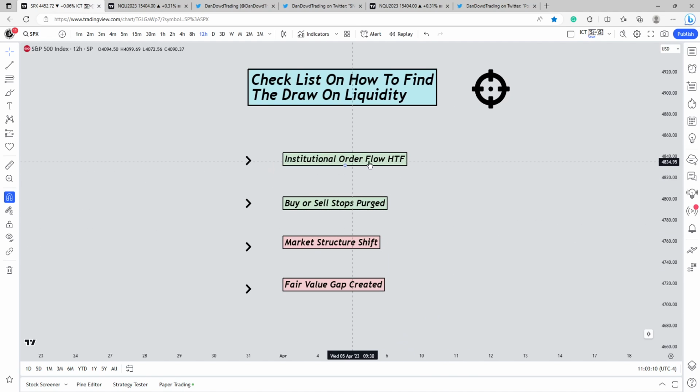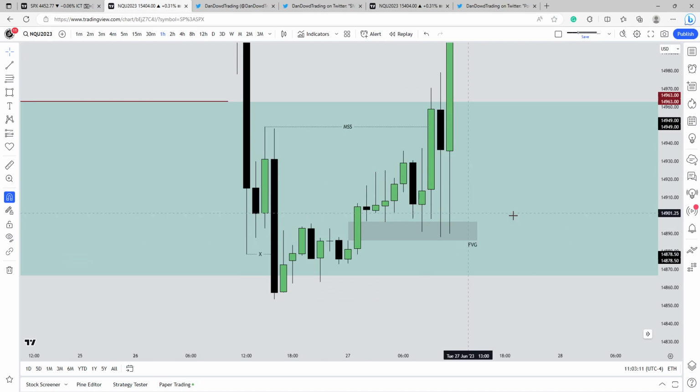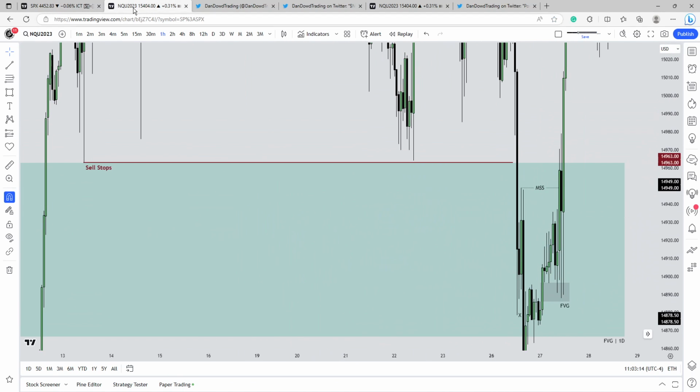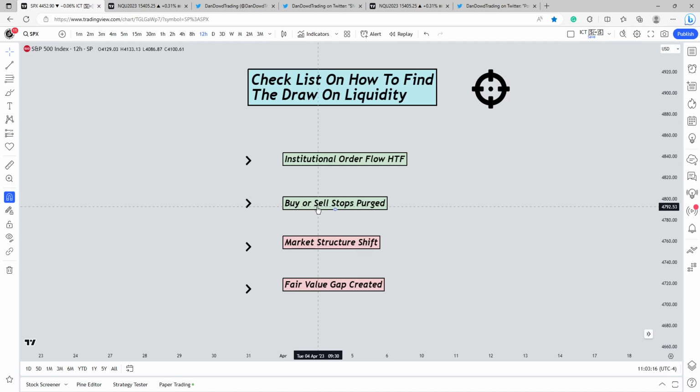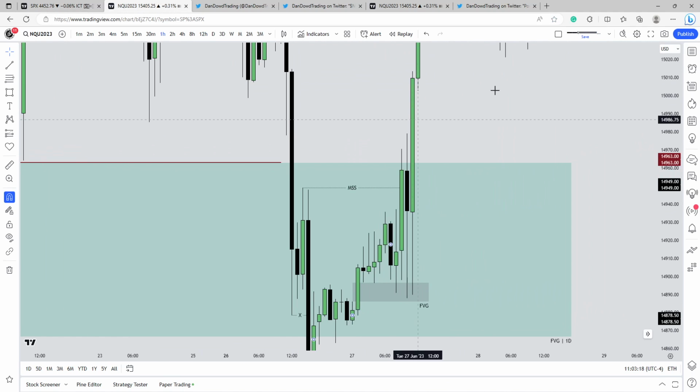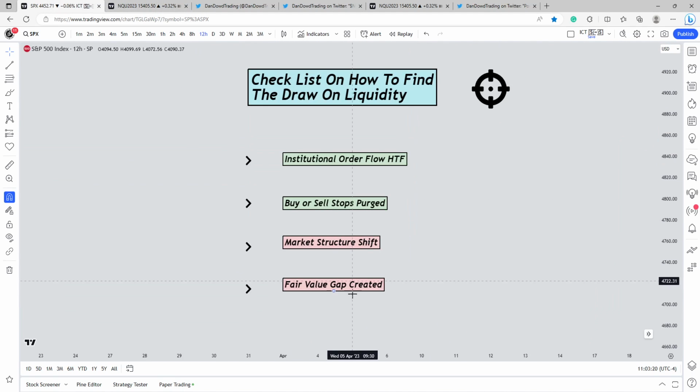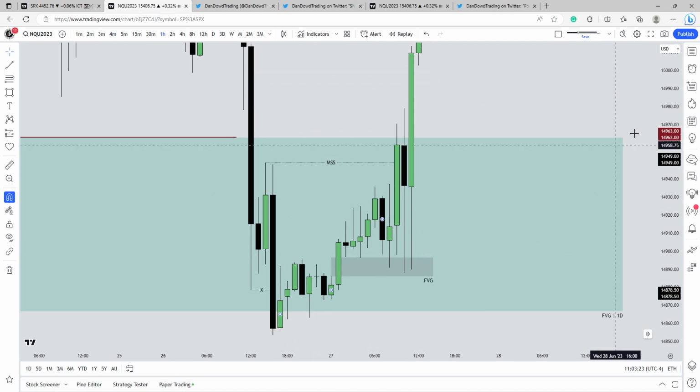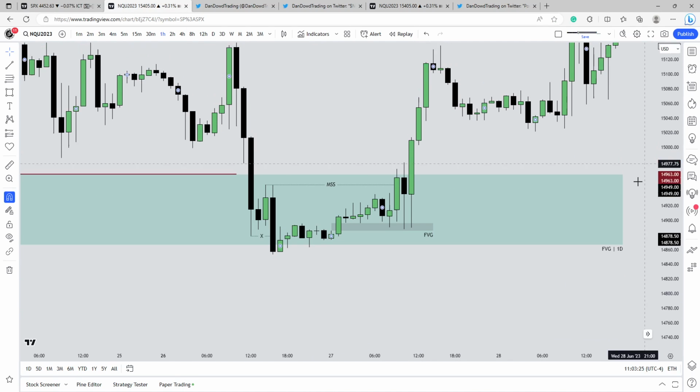So institutional order flow is bullish. We're in that higher time frame fair value gap. It raided the sell side liquidity. That's right here. Sell stops purged. Market structure shift was right here. Fair value gap created right here. What happens next? Well, there's two things that could happen next.